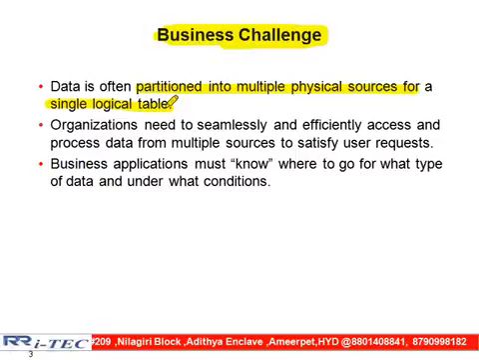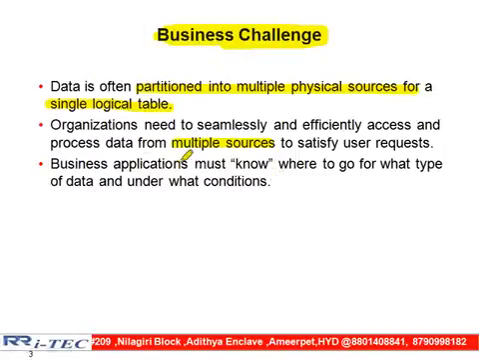Now, organizations need to seamlessly and efficiently access and process data from multiple sources to satisfy user requests. Suppose I request customers belonging to USA as well as India. At that moment, you have no option. You need to pull USA customers from the USA country table and India customers from the India table. How to pull this?